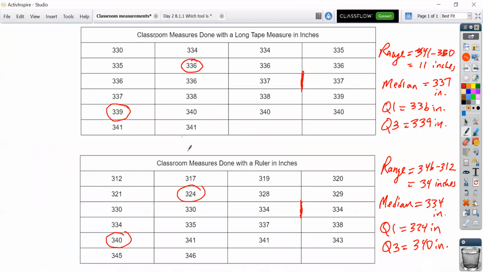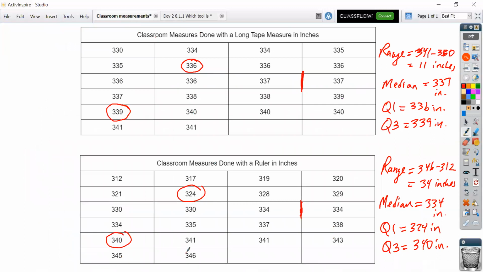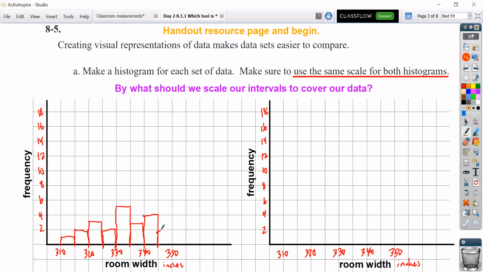340 to 345 is going to be 1, 2, 3, 4. That'll be the next bin. 1, 2, 4. And then 345 to 350 is going to be just 2. So we're going to have a little 2 bar. It's kind of spread out pretty evenly with 1 peak. That's almost the second peak though. We have 1 peak. Now this one we're going to put as the ruler data.